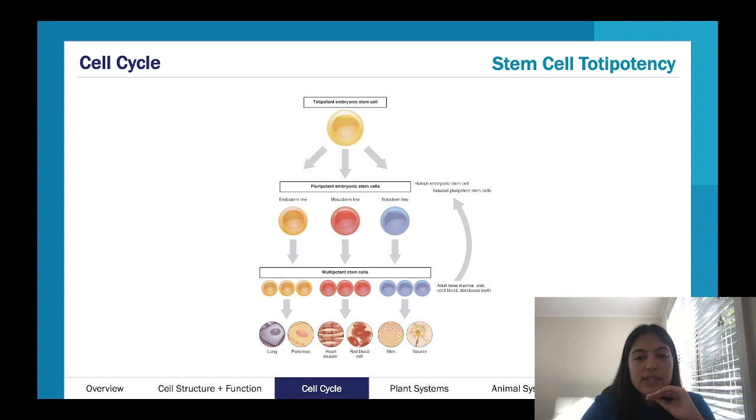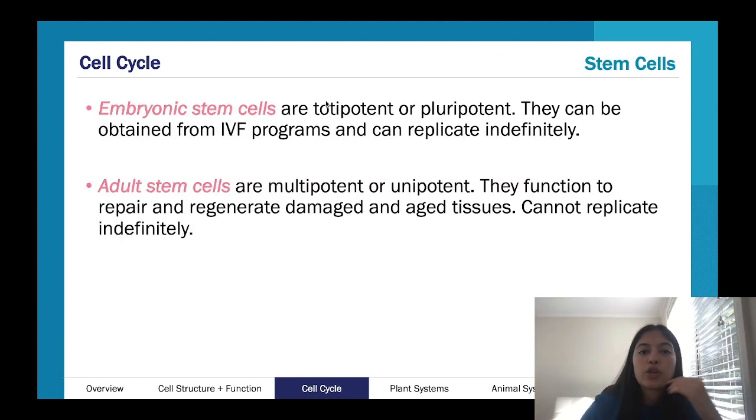Okay, in general, we can see here our embryonic stem cells. Remember this idea of endoderm, mesoderm, ectoderm. They're just parts of the embryo that can give rise to different things. So you can see how they're totipotent or pluripotent. They can become a lot of different things, and they can replicate indefinitely. They can replicate and replicate and replicate. If you were to harvest those stem cells, they can become anything and they can replicate continuously.